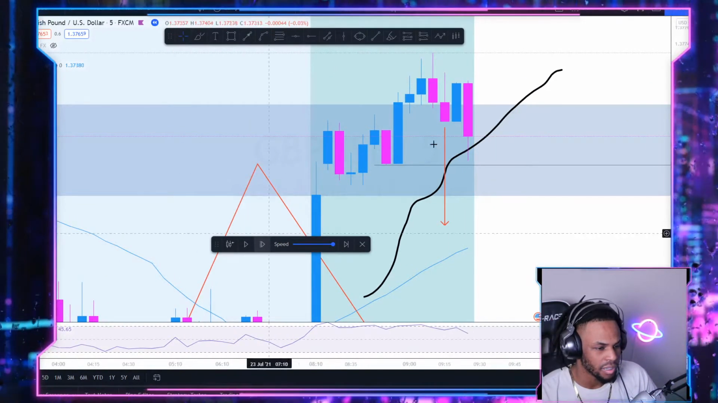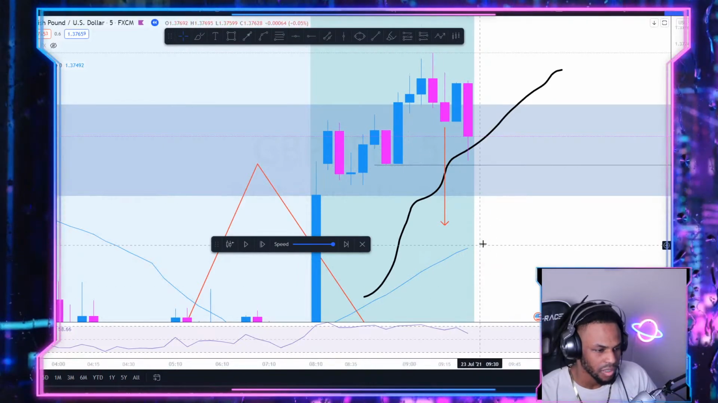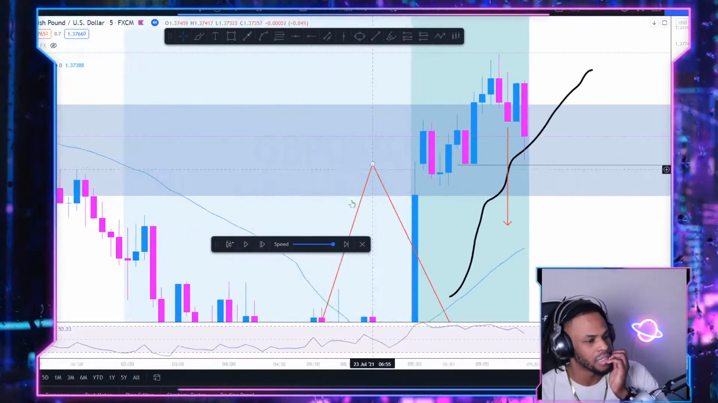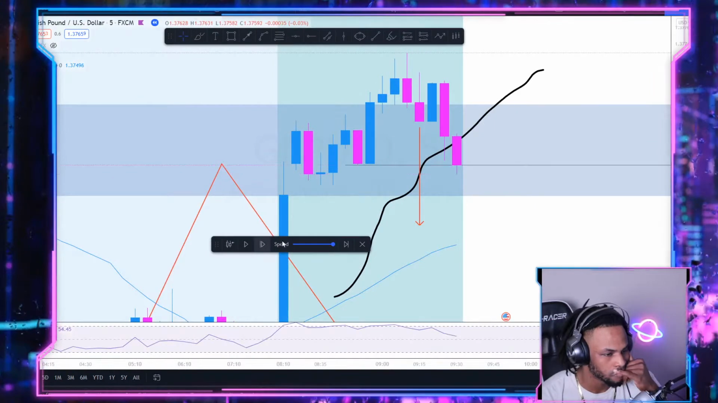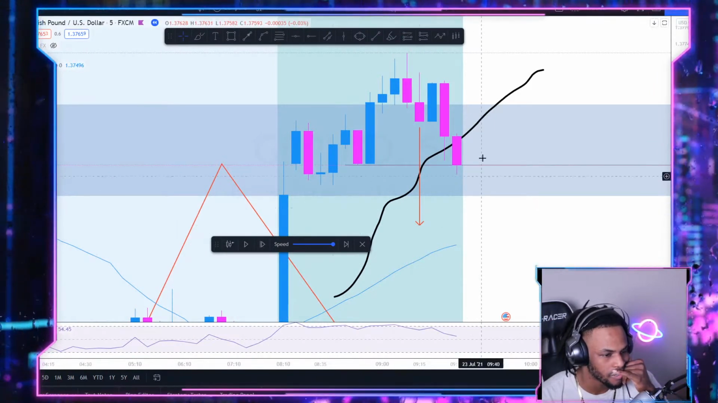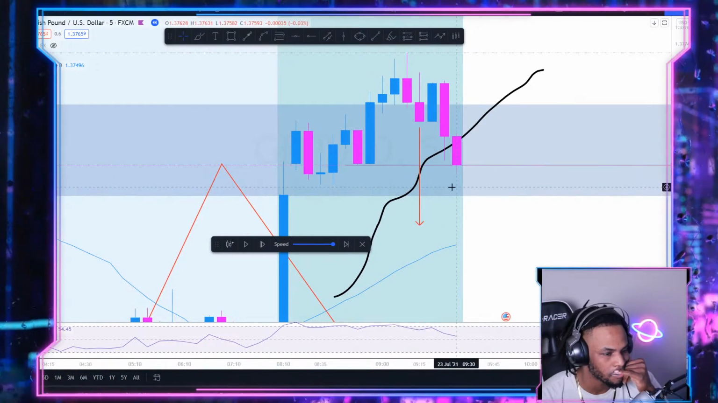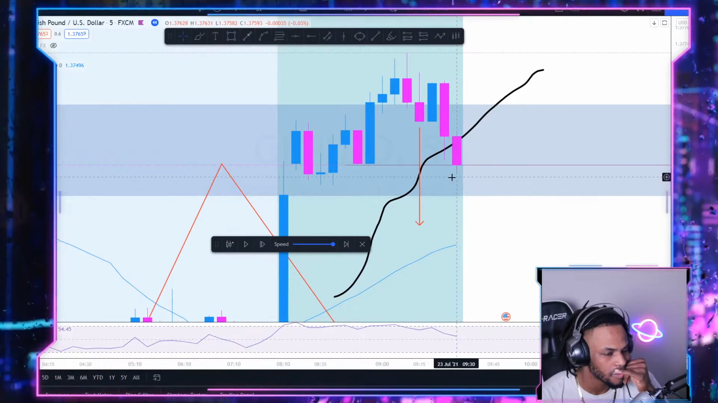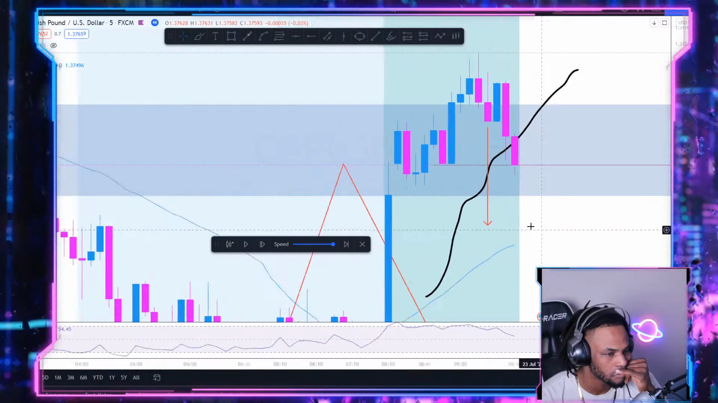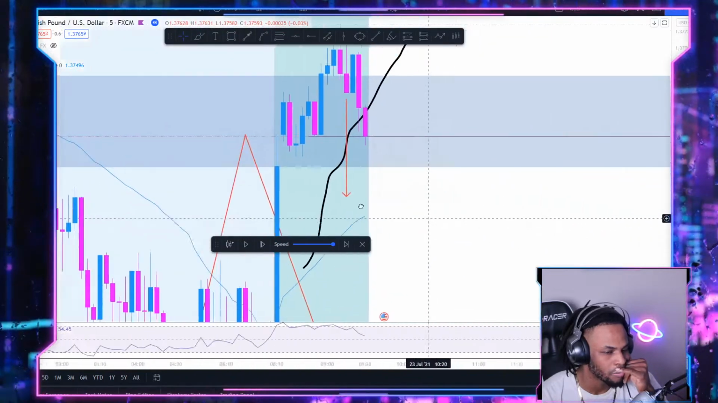Something like that. We didn't break structure yet. 50 EMA is all the way up there, so let's keep watching it. All right, I like that. 50 EMA is still kind of away a bit. I'll probably go ahead and take a trade here.